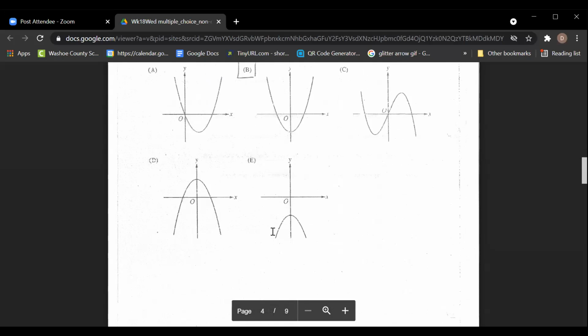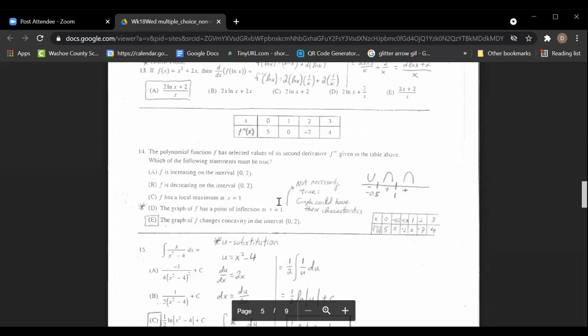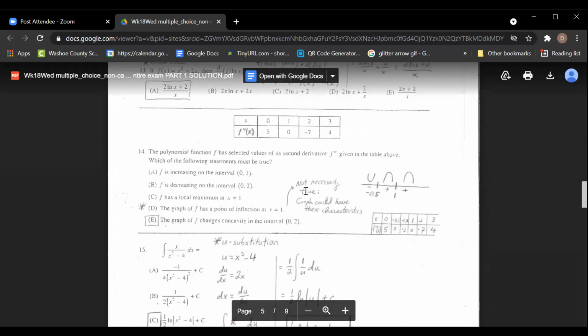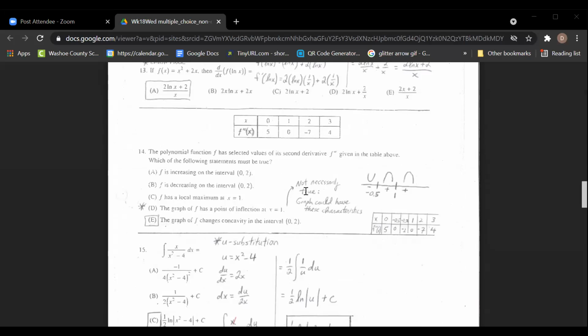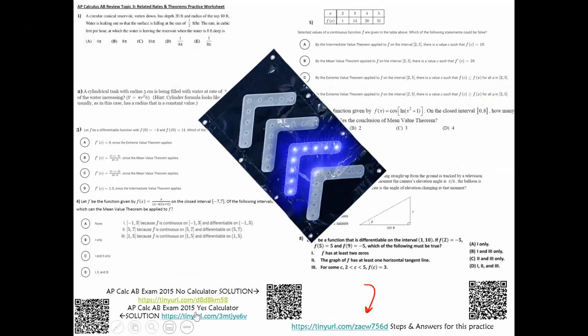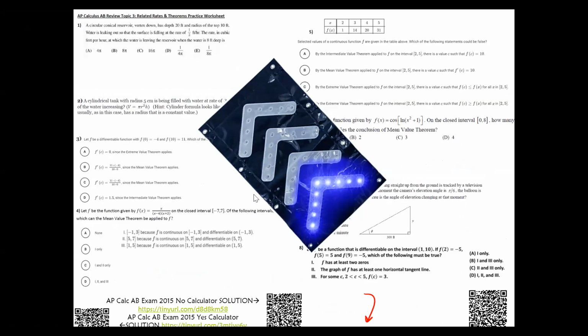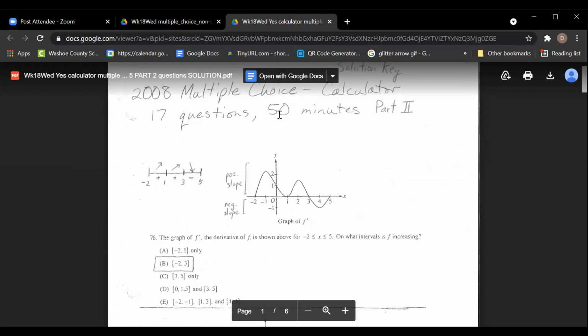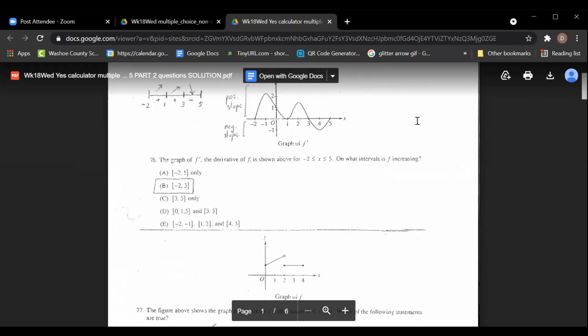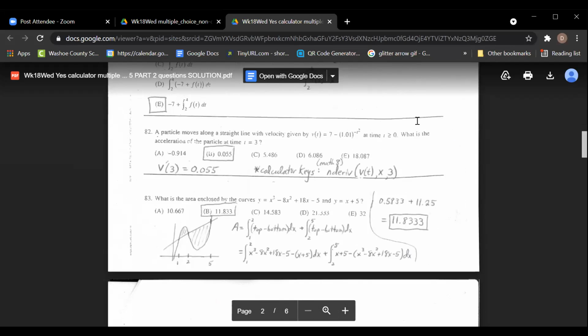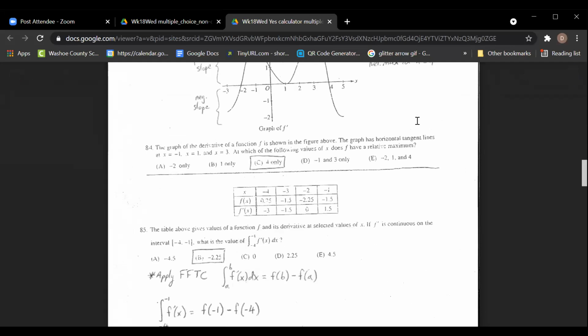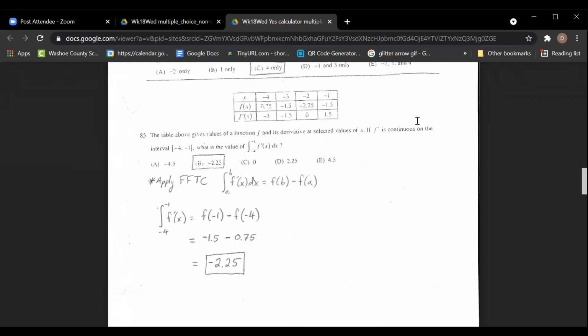I will highly, highly recommend that you guys go over these questions. The next one is the with the calculator portion. And 70 questions, 50 minutes, it's your part 2. And this is a good way for you to kind of compare and contrast the differences between the calculator and no calculators.